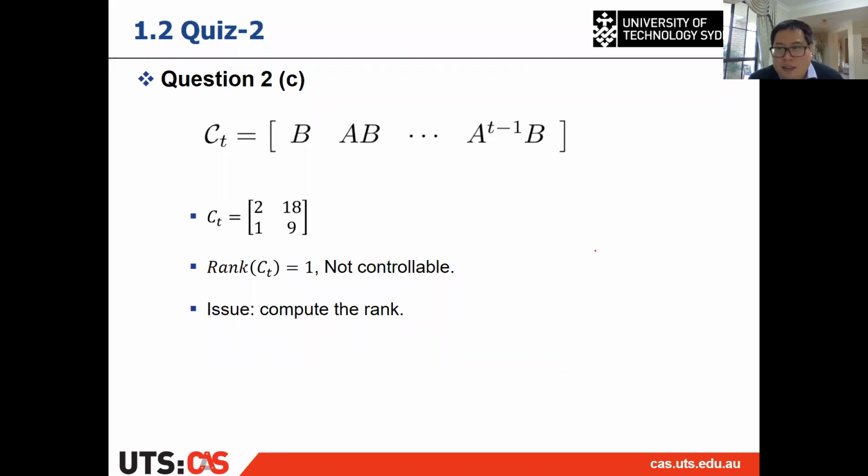And another way is the intuitive way. So if you times 2 on the second row, and then it is equal to the first row, right? Then which means you can present the first row by a linear function of the second row, and which means it is not full rank, and then it is not controllable.